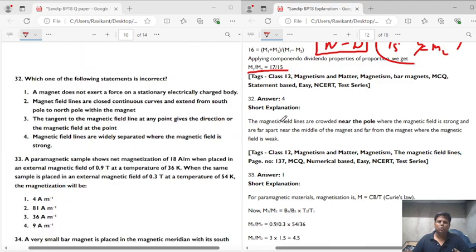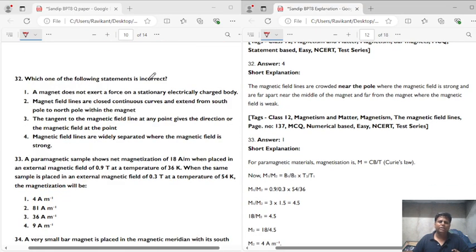Question number 32. It says which of the following statements is incorrect. The first statement says the magnet does not exert a force on a stationary electrically charged body. This is correct. We need incorrect. Magnetic field lines are closed continuous curves and extend from south pole to north pole within the magnet. This is again correct. Then the tangent of the magnetic field line at any point gives the direction of the magnetic field at that point. This is also correct.